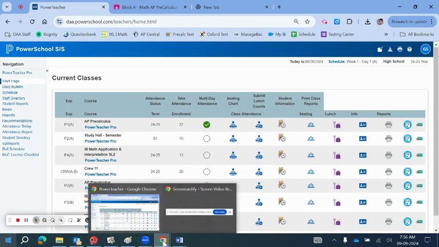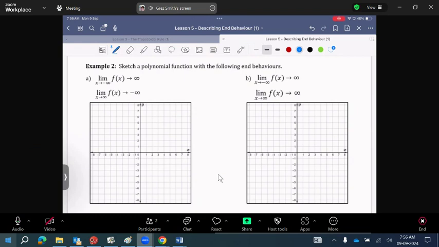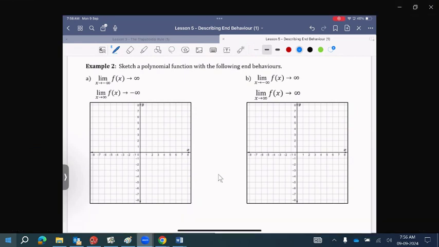So for this question, there are going to be multiple possible correct answers. But our first statement says the limit as we go towards negative infinity is going to go towards positive infinity. So our graph needs to exit up in this direction. That's described by this limit statement here. The second limit statement says as we approach positive infinity, the function will approach negative infinity. So it needs to exit off the graph in this direction. What we choose to do in between is up to our creativity.